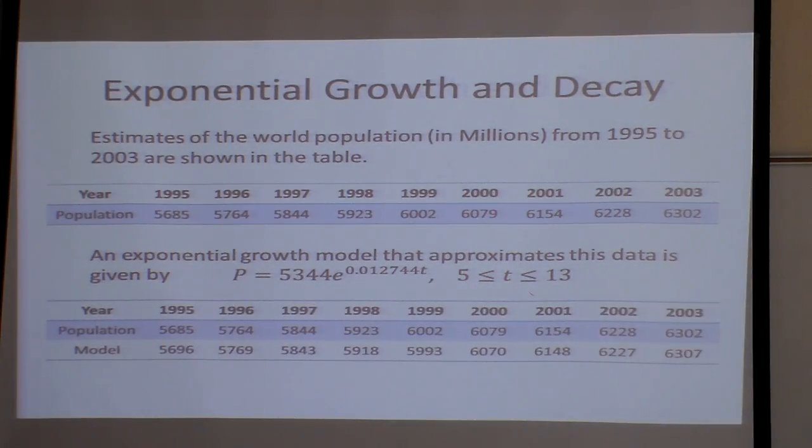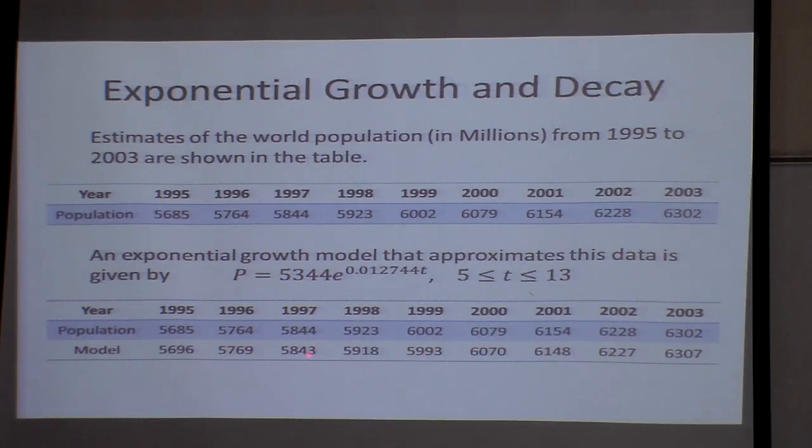So notice if you put the number 5 into your T here, the actual population was 5,685 and the model gave 5,696. The actual population was 5,764 where the model says it should be this. Notice we're 1 off here, 5 off here. Here we're off 9. In 1999 we're off about 9, and here we're off 9. Here we're a difference of 6, here a difference of 1, and here a difference of 5.